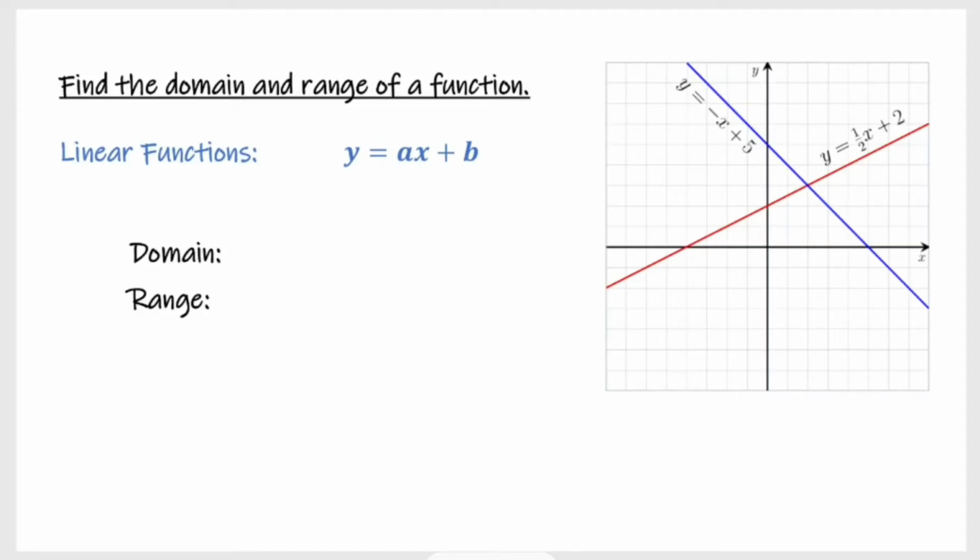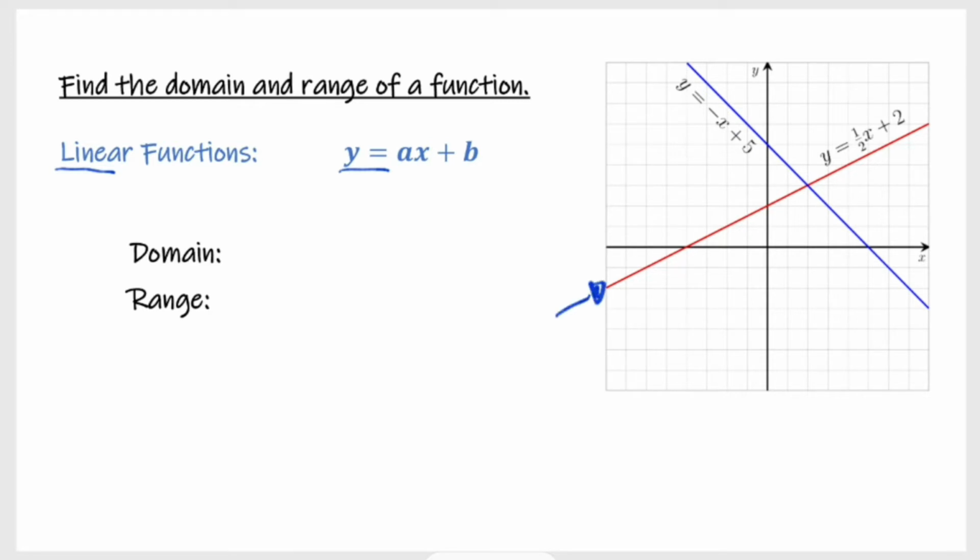Let's try to find the domain and range of different types of functions. First, we have linear functions. They are in the form of y equals ax plus b. The highest exponent of the variable in a linear function is 1, so you will not see any squared, cube, or square root. And the graph of a linear function is a line.